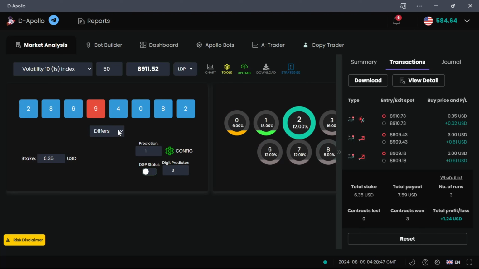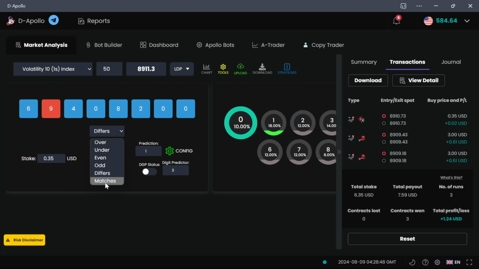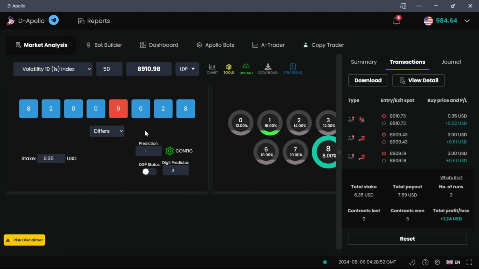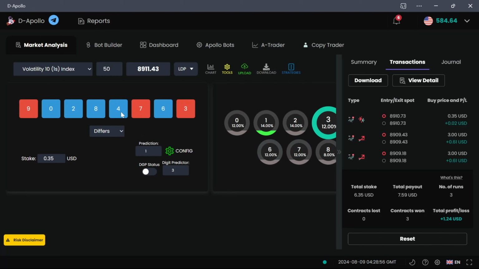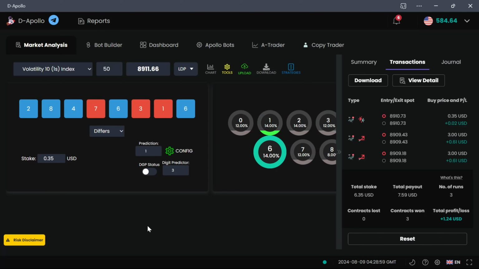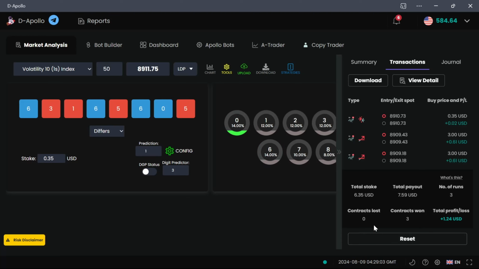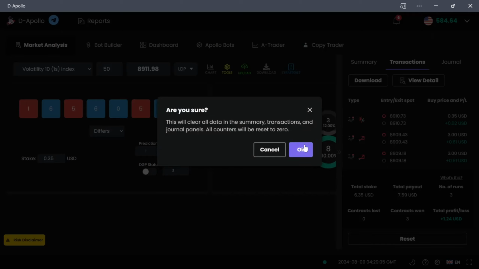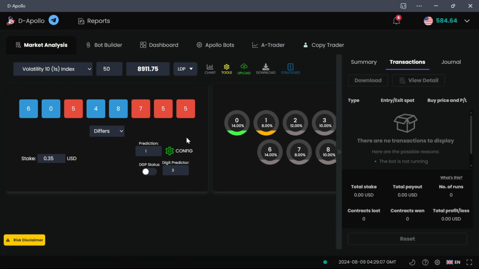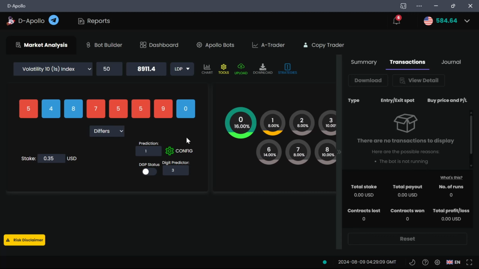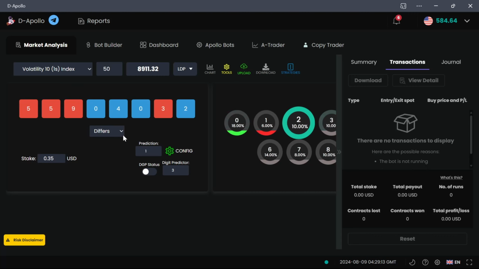So you can trade differs, matches, even, odd, over, under, all of it from the DGP when you have identified a pattern that is occurring over and over again. For today, I'm going to show you how you can identify patterns on this part. If you want to identify a pattern, just read how these numbers occur. For example, let's go back to over and say we're trading over 1.